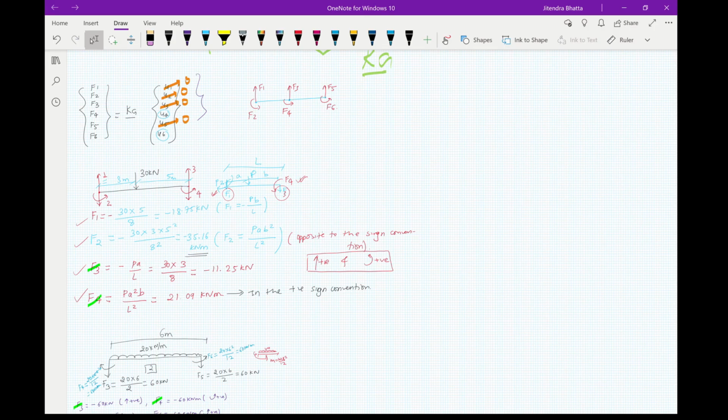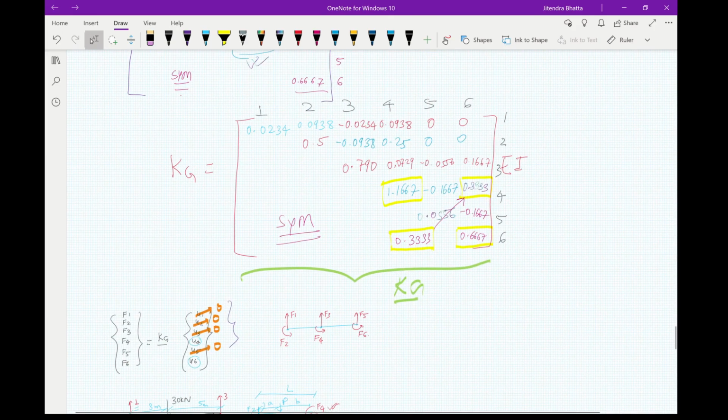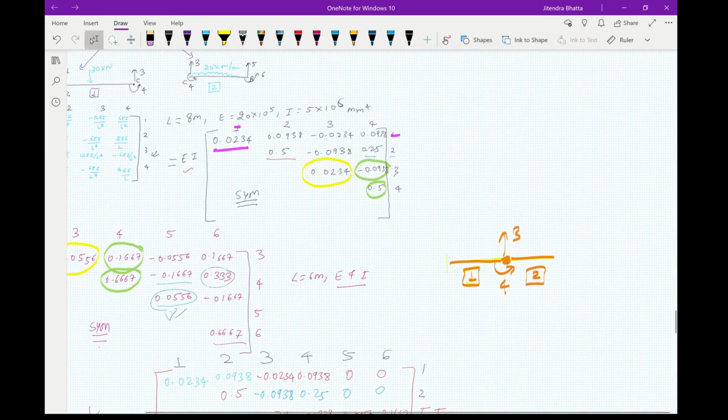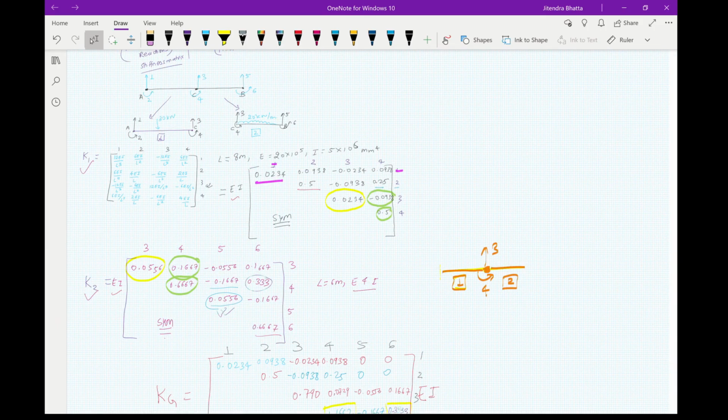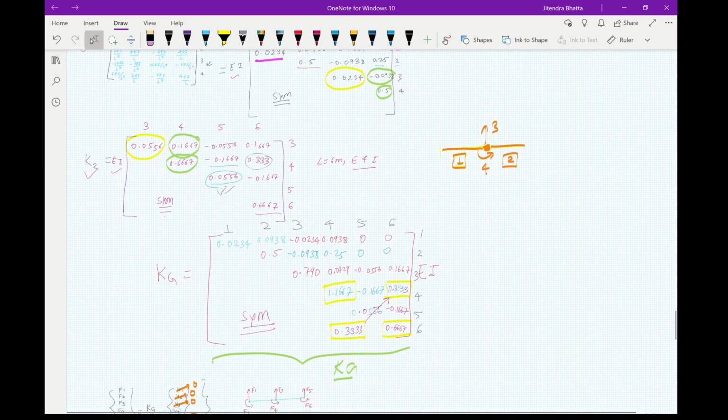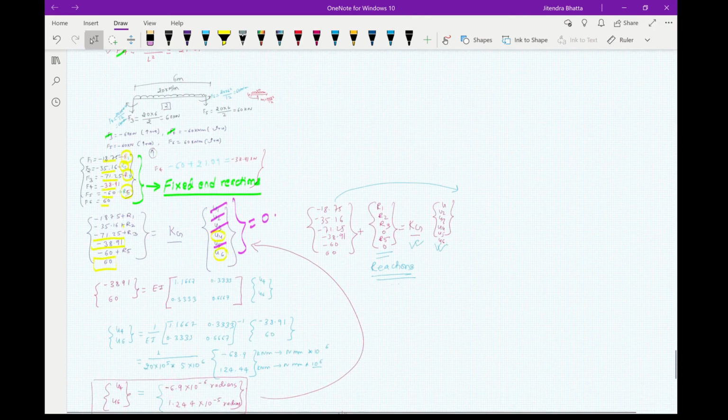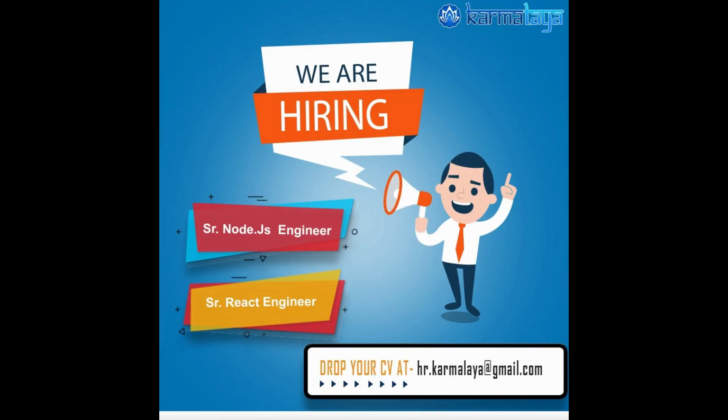So this is it for today. Today you learned about the beam element and the procedure to obtain the stiffness matrix for the beam element, and we did a numerical where we solved for the displacements and reactions under the loaded condition.